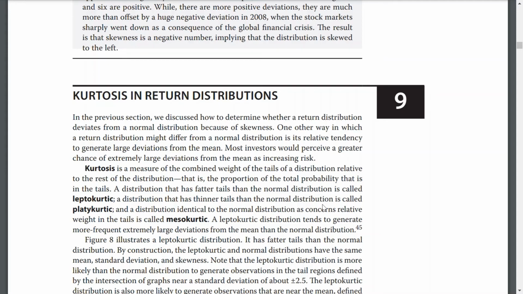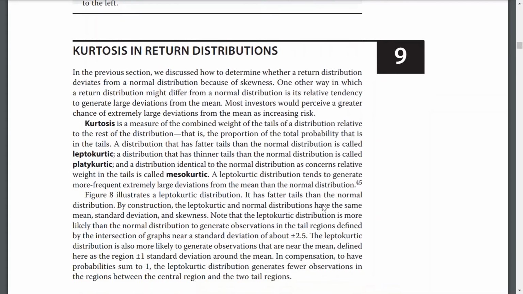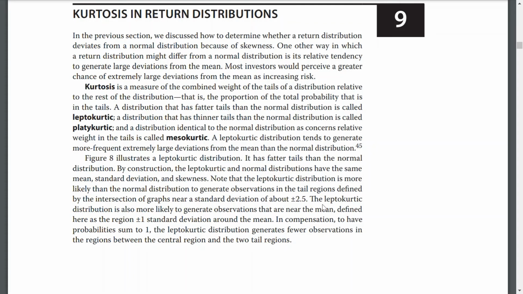A distribution that has a fatter tail than the normal distribution is called leptokurtic. A distribution that has a thinner tail than the normal distribution is called platykurtic. And a distribution identical to the normal distribution in terms of relative weight in the tails is called mesokurtic. A leptokurtic distribution tends to generate more frequent extremely large deviations from the mean than the normal distribution. Figure 8 illustrates a leptokurtic distribution. It has fatter tails than the normal distribution.